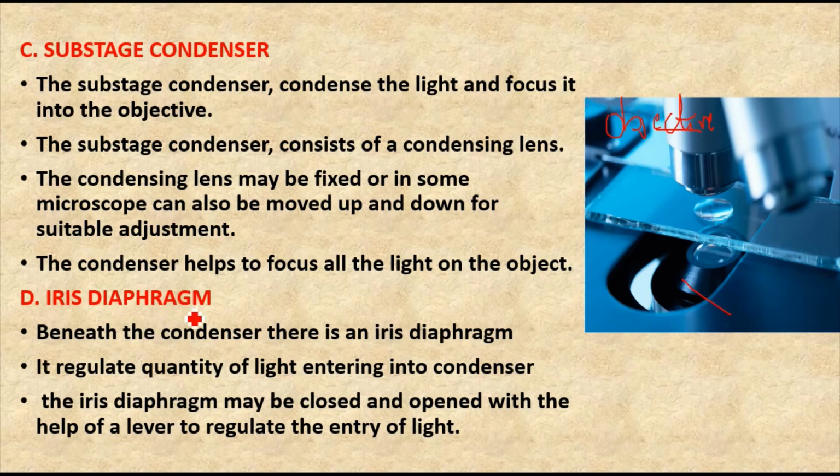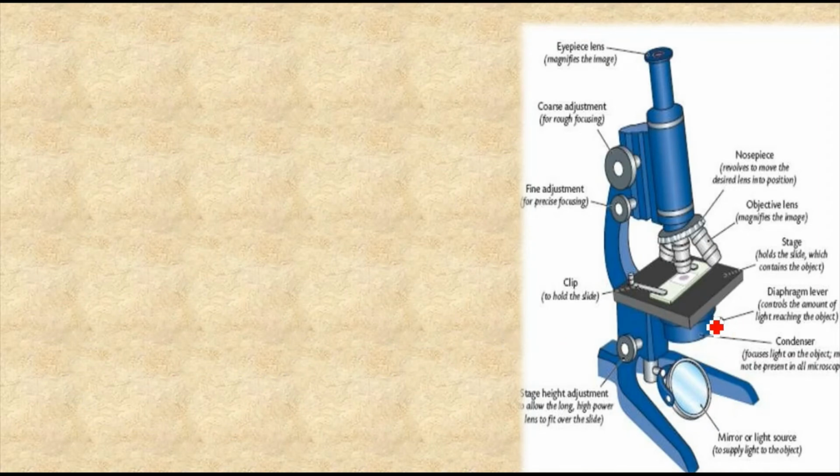Then moving to the iris diaphragm, which is just beneath the condenser. We can also call it the window of the microscope. That means how much light has to enter and how much has to be controlled is regulated by the iris diaphragm. The iris diaphragm may be closed and opened with the help of a lever to regulate the entry of light. So simply, it is a kind of window to the microscope for entering light, where we close and open it.